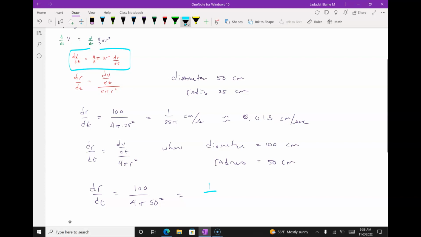1 over what now? Help me. 4 times 200 pi. Oh, no, you're right, 100 times 2, yes, 1 over 100 pi. And what's that as a decimal?